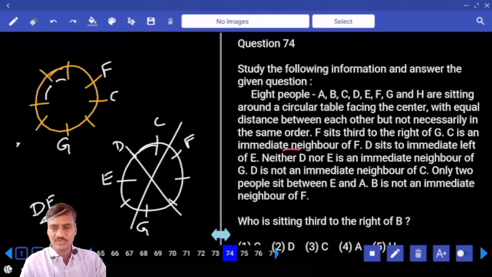And next, only 2 people between E and A. Between E and A, there must be exactly 2 people. And B is not an immediate neighbor of F.